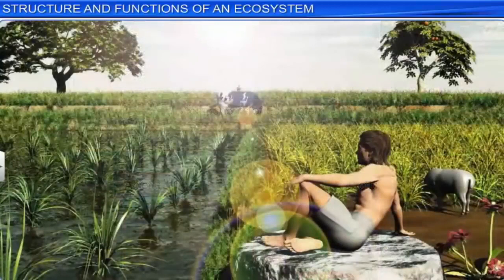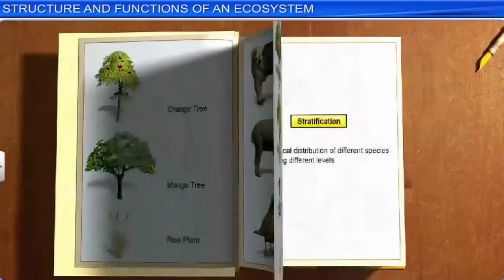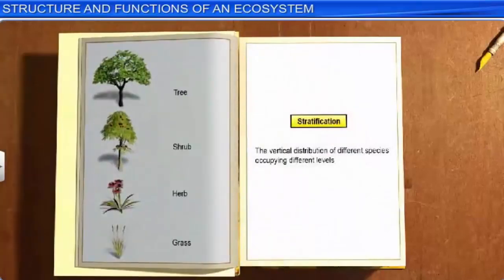There is a continuous interaction between the abiotic and biotic components of an ecosystem, resulting in a physical structure which forms a characteristic for each type of ecosystem. Also, an ecosystem has several plant and animal species, and their identification and enumeration gives us the composition of the species. The vertical distribution of different species occupying different levels is known as stratification. For instance, in a forest ecosystem, the trees occupy the top vertical strata or layer, followed by shrubs, herbs, and grasses.